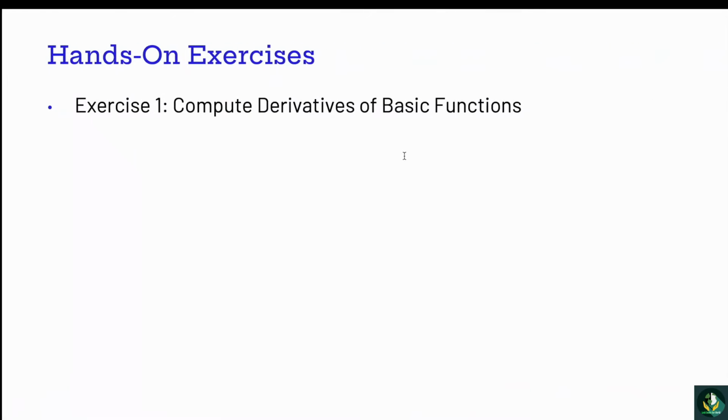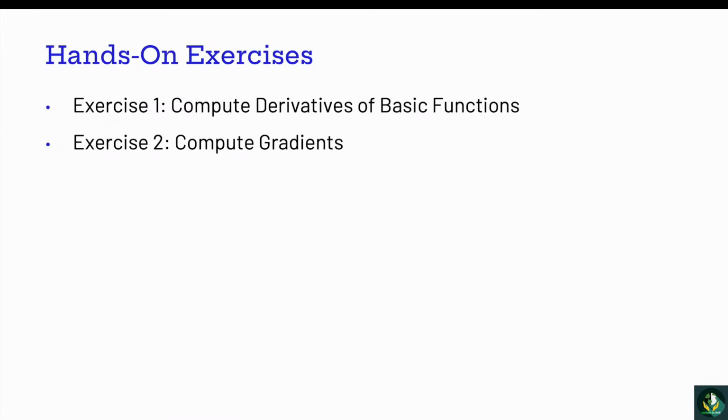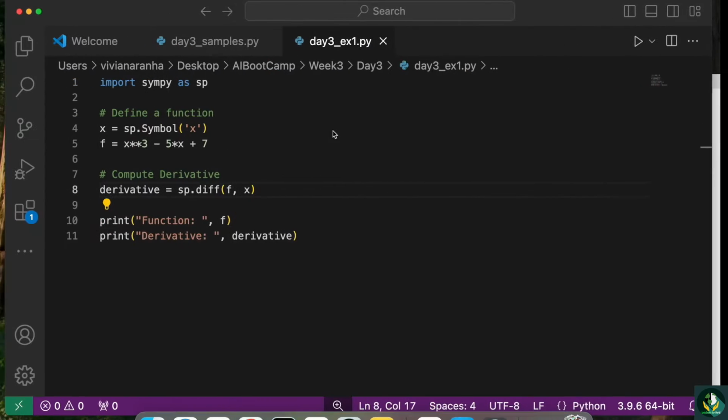Our next exercise that we want to look at is computing the gradients. Here the objective is to calculate partial derivatives and the gradient for a multivariable function. What we're going to do here is we define a function with two variables, and then we'll compute the partial derivatives and represent the gradient as a vector. So let's go ahead and implement this.